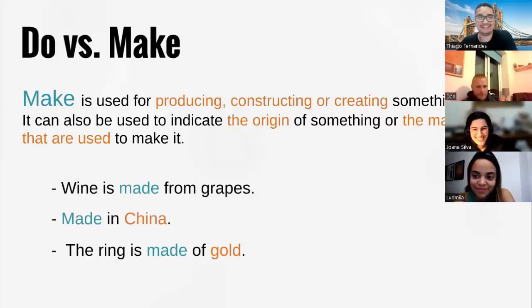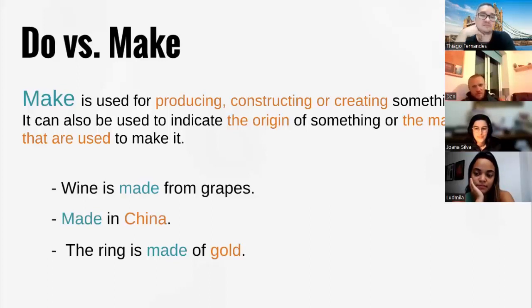So Joanna, read these sentences here, please. Come on, Joanna. Make is used for production, construction, and creating something new. It can also be used to indicate the origin of something or the materials that are used to make it. Wine is made from grapes, made in China. The ring is made of gold. Perfect. Cool. So clear? Any questions?